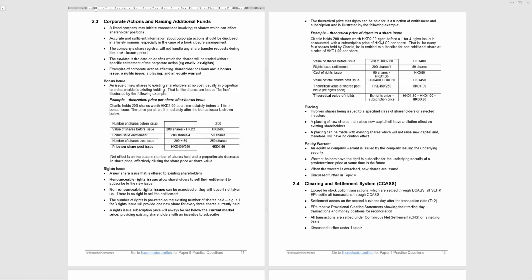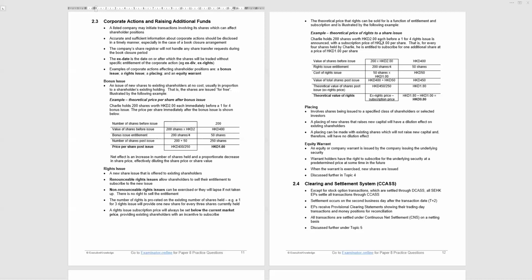2.4, Clearing and Settlement System, CCASS. Now, CCASS is where securities are cleared and settled once you have a matched trade in the Orion trading platform. It moves on to CCASS, and then you will have clearing participants that will liaise with the clearinghouse to settle the trades. Be aware, settlement is T+2.